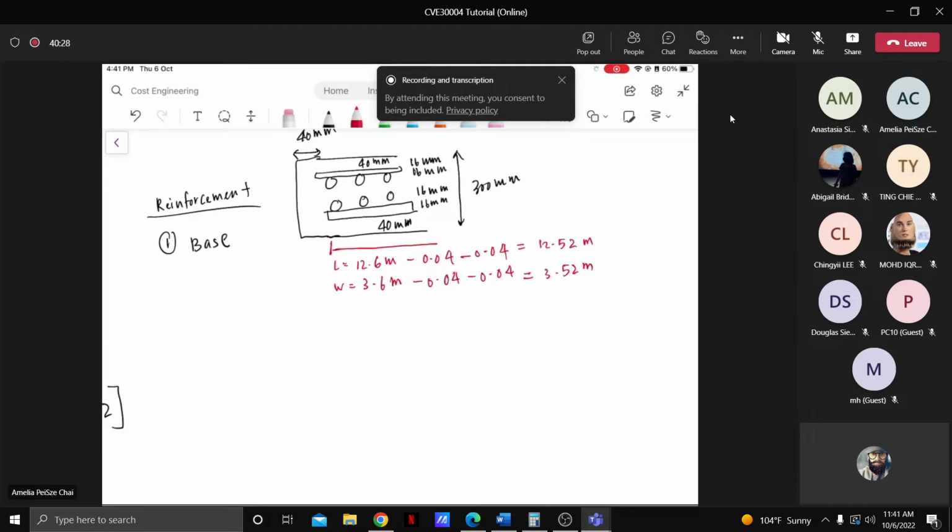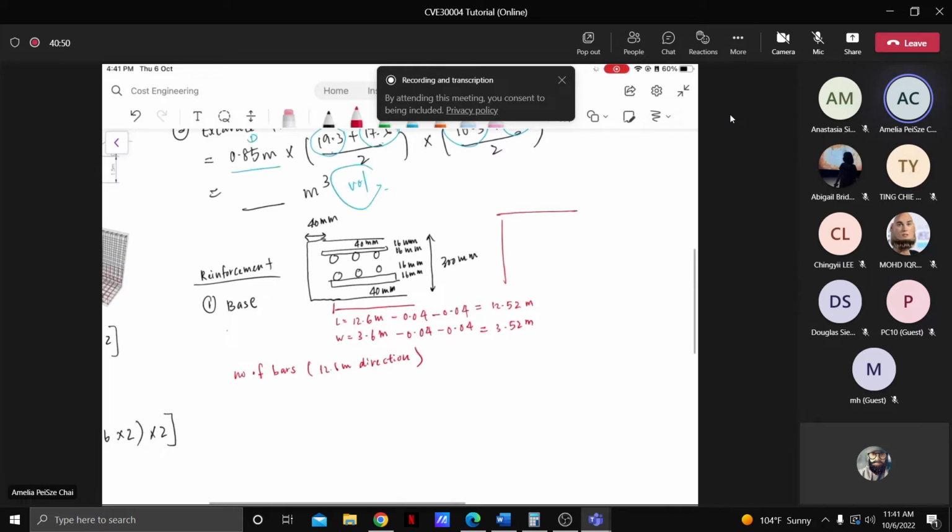So now you're looking for numbers of bars. So numbers of bars in which direction first? Okay, we go for the 12 meters direction, okay? So from your top, you see something like this. This one is the 12.6, this is the 3.6. So we want to count at this direction, we look from here, how many bars it is. How many bars? These 1, 2, 3, okay. Not vertical bar, okay, like that. The green color one.